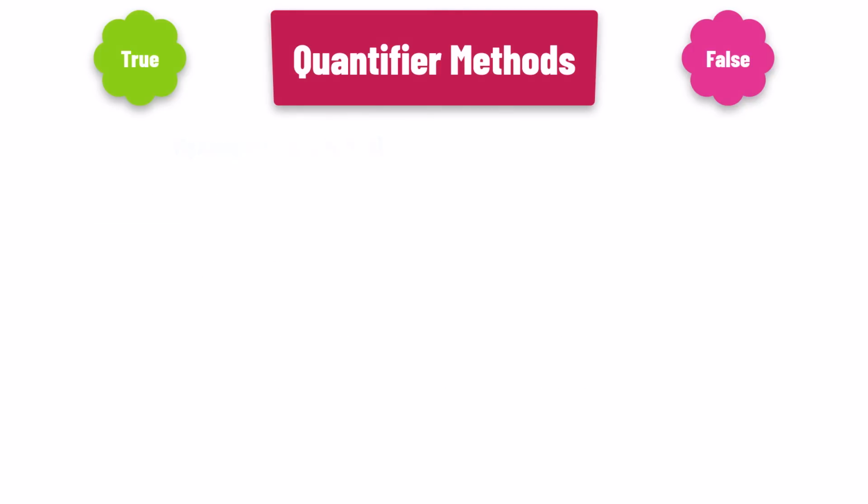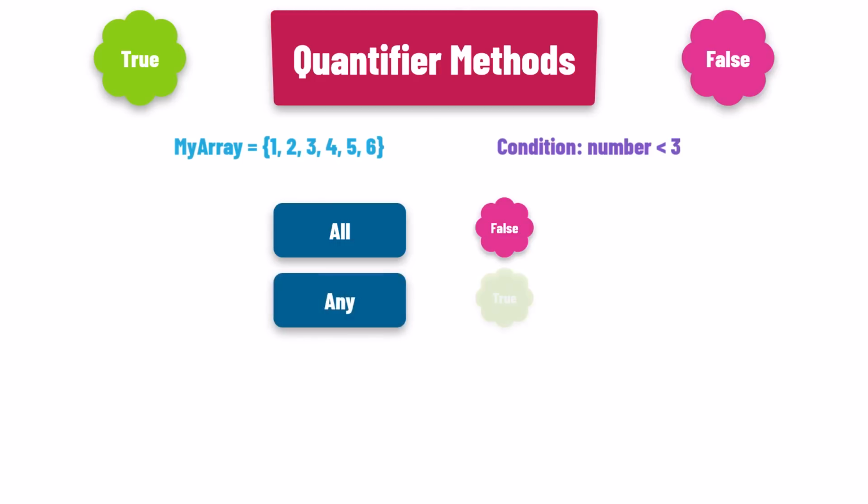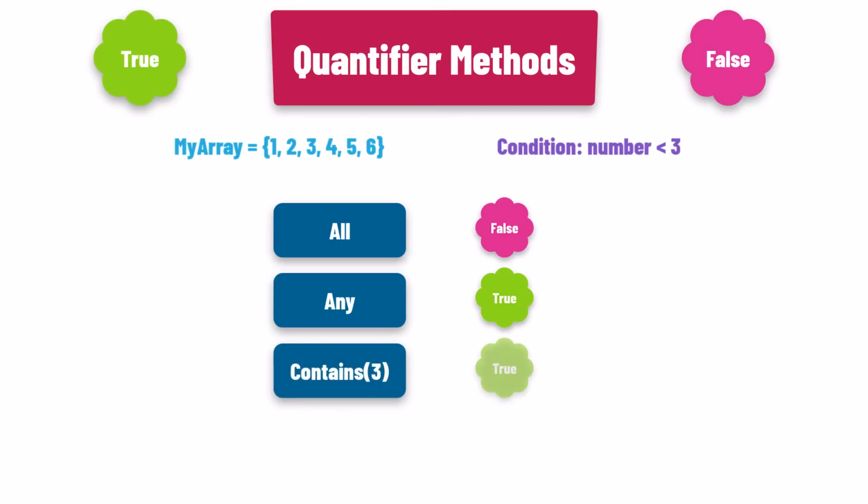For example, I have the following sequence and the following condition. Using all method I will get false, because not all elements inside the sequence are smaller than 3. Using any method I will get true, because at least one number is smaller than 3. Using contains method with the number 3 I will get true, because the sequence contains the number 3.